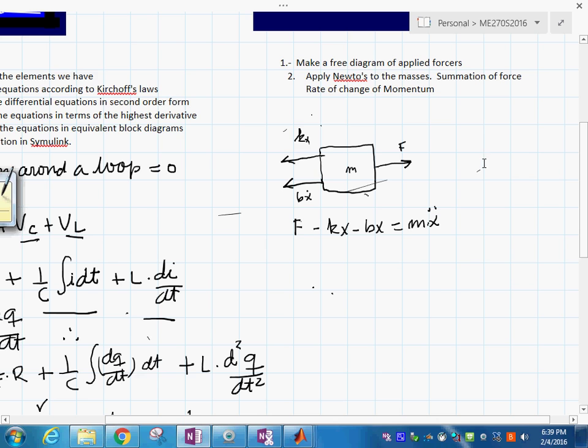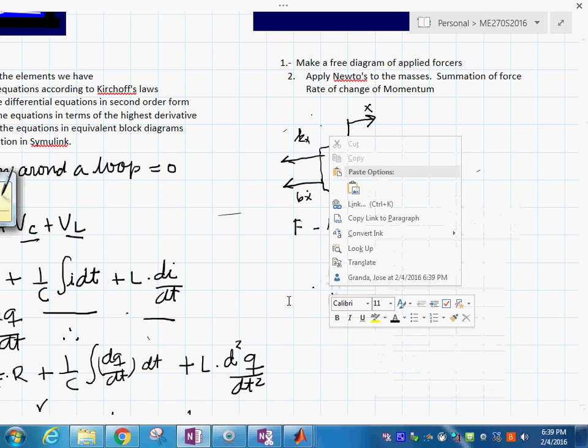Is the spring not going the other way? No, because you see, we put x this way, right? So when we move this, the spring is going to oppose the motion. So once we have it this way, it's pretty much the same process.